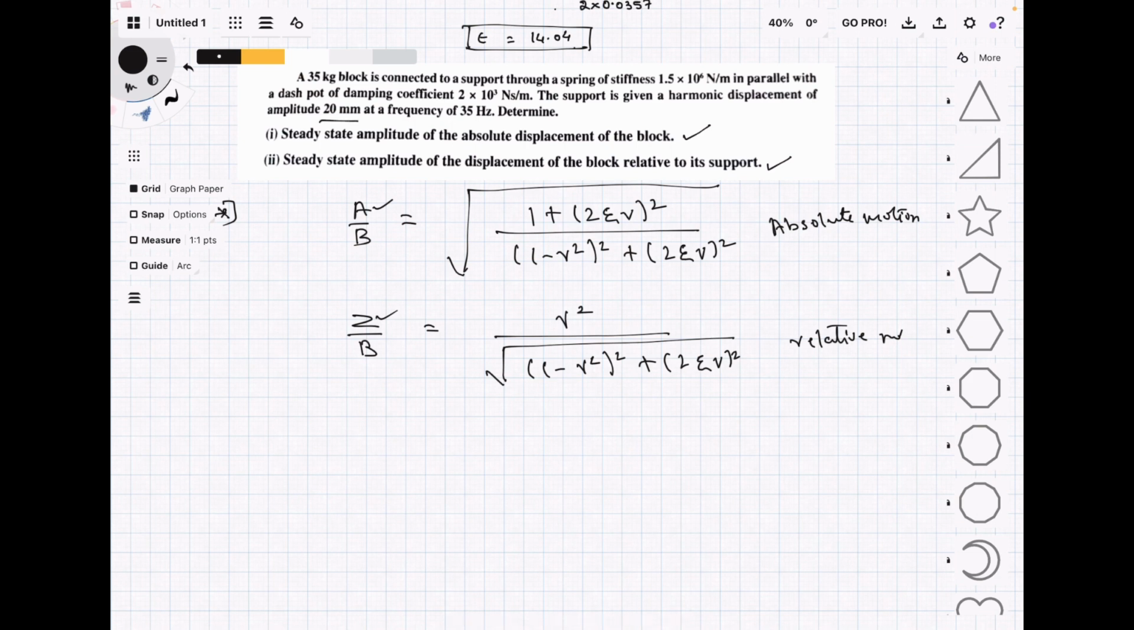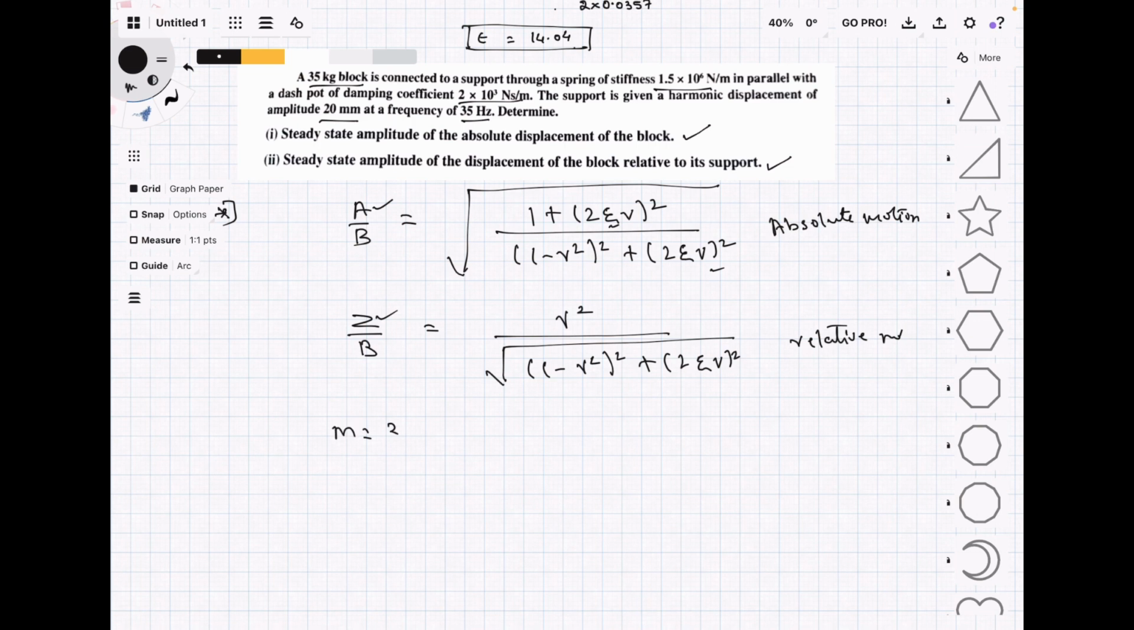The support is moving with an amplitude of 20 mm and frequency of 35 hertz, and it has a mass of 35 kg, stiffness of 1.5 into 10 to the power 6, and the C value is being given. So for this case, the data required here: we need to get the value of R, and we need to get the value of zeta. Already B is being given here.